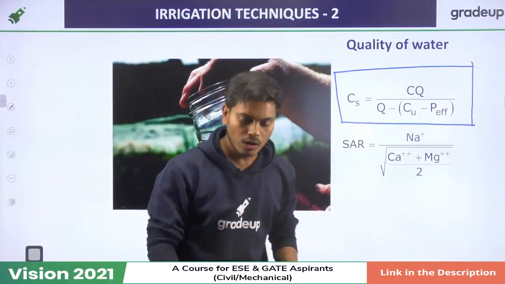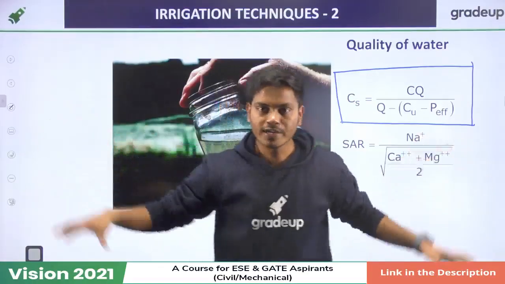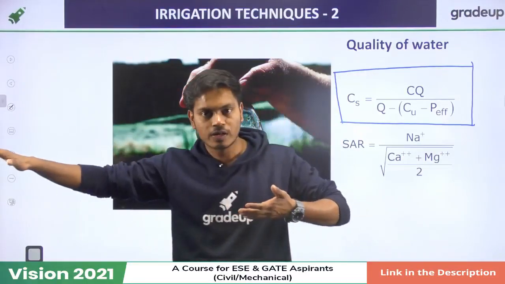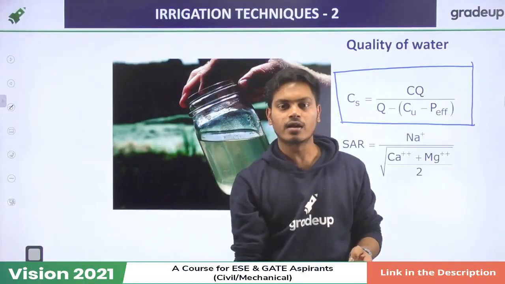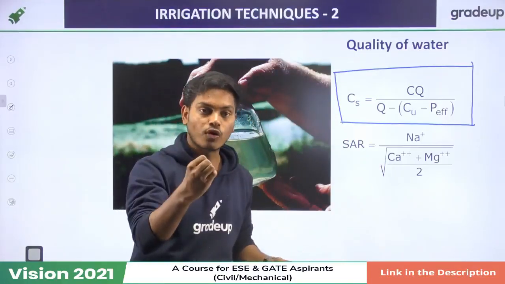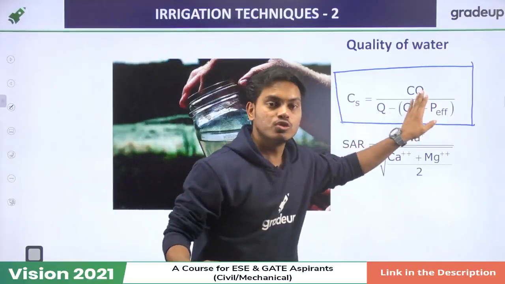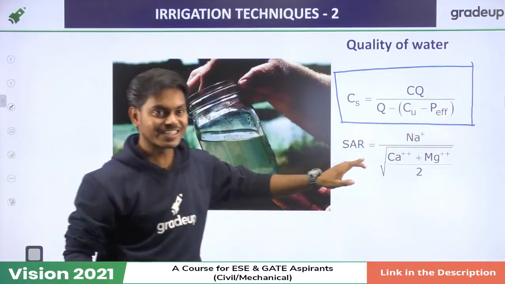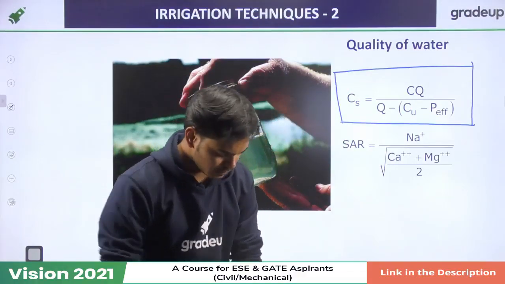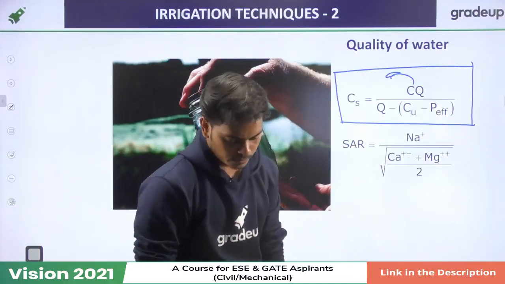P effective is the useful rainfall. Rainfall will be there, and it is not certain that the crop is going to utilize all the water coming from rain. Some water will run off. Some water will go inside the earth's surface and join the water table. But there will be an amount of water which the crop will utilize, and that is known as your useful rainfall, which is P effective. That's why we call it P effective. And C is the concentration of salt.